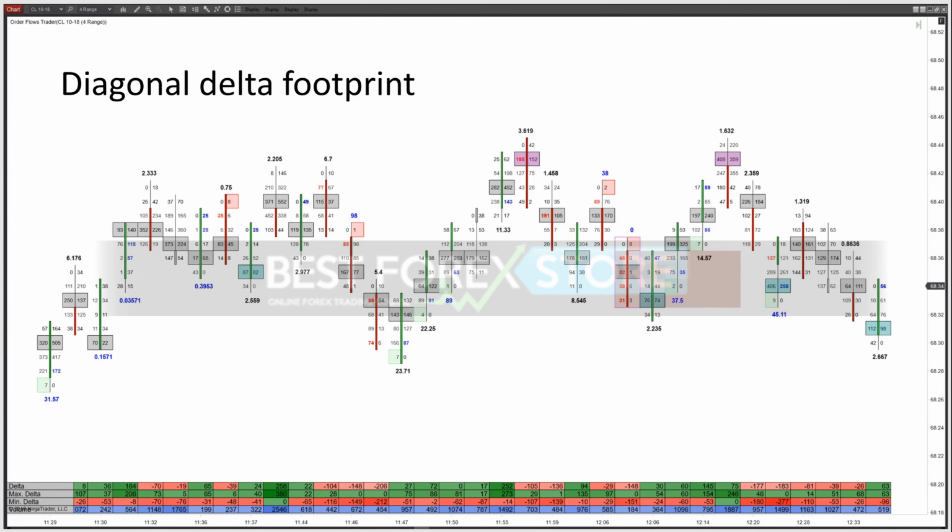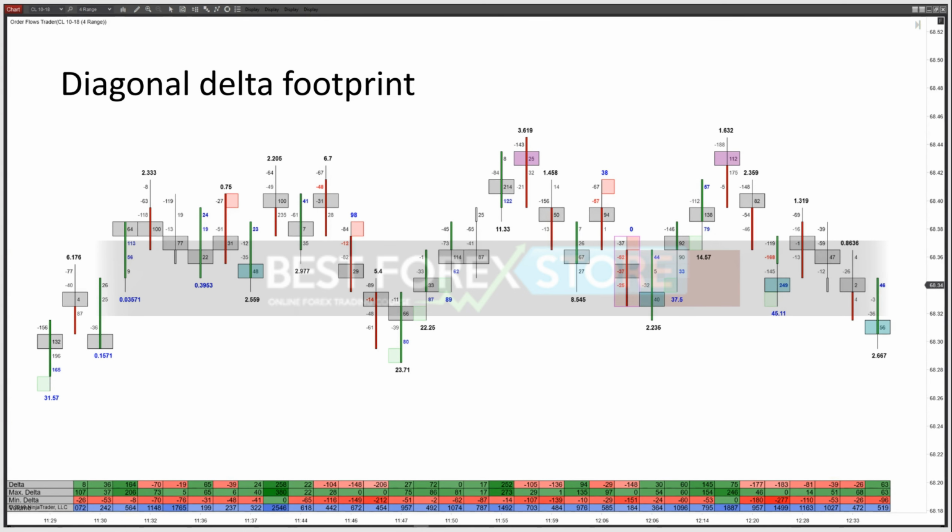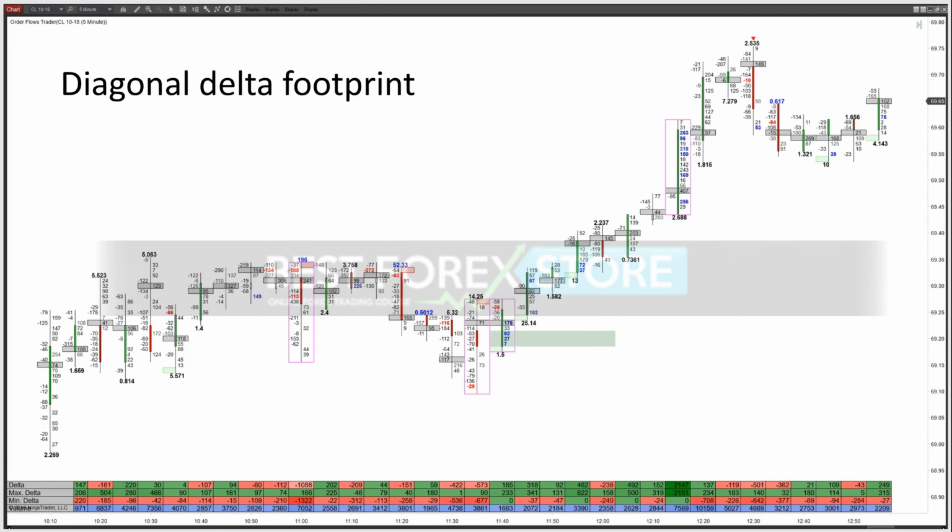And this is how it looks on a normal volume footprint chart versus this here. So it's actually comparing it diagonally. Now, honestly, I don't really use it that much. I know maybe one person that has admitted to me that they use it. Again, not everybody uses all the tools that are available out there in trading.